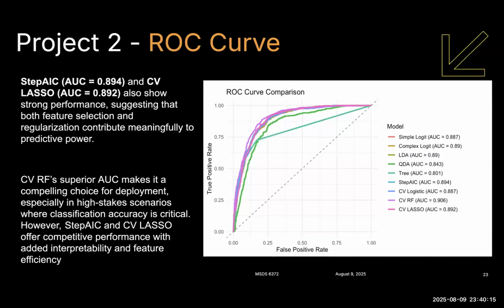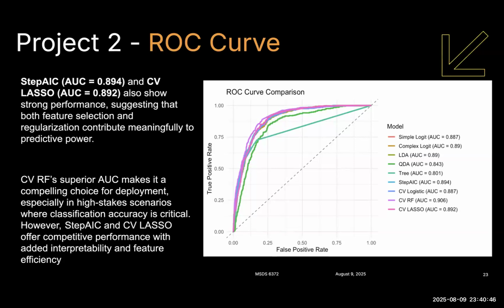And though cross-validation random forest shows superior AUC, we want to see that only when we have high-stake scenarios where classification accuracy is critical. But in this case, we are not looking at accuracy only. We are looking at sensitivity. We are also looking at specificity. So that's why we are confident. We know that STEP AIC is where we want to go.